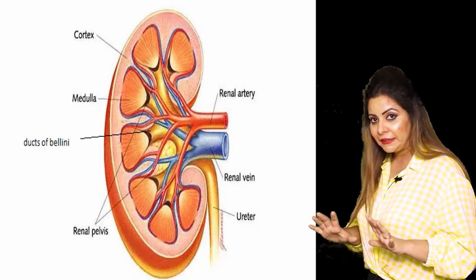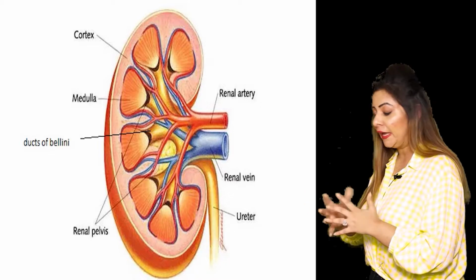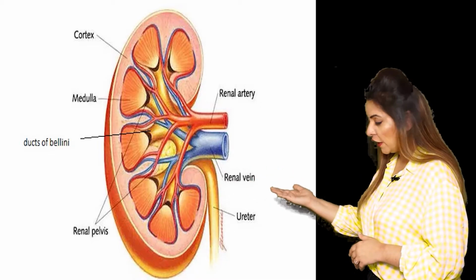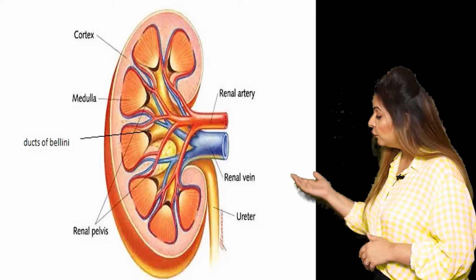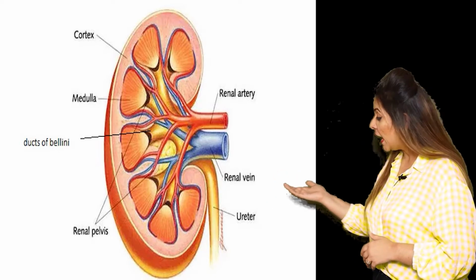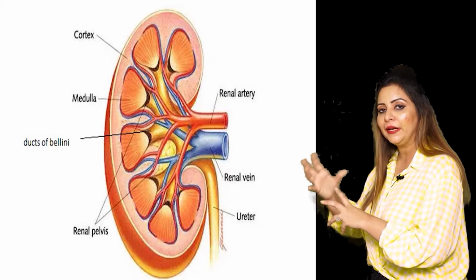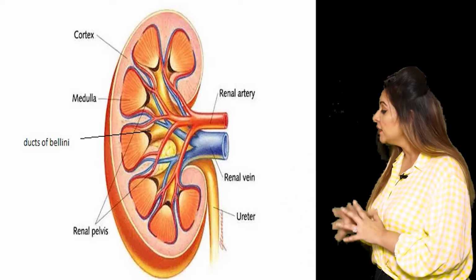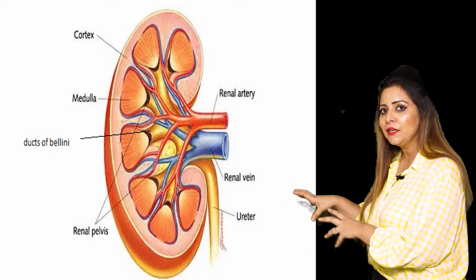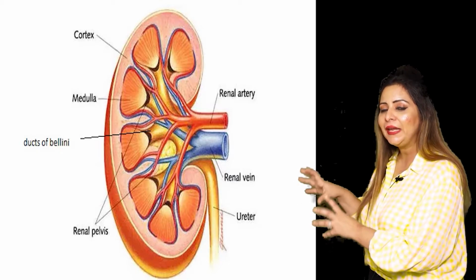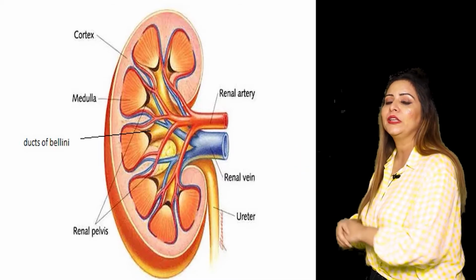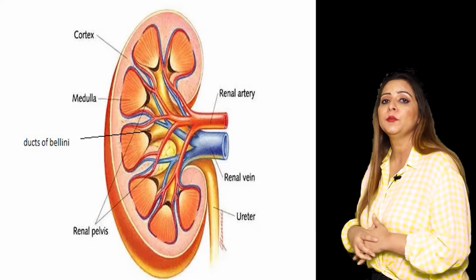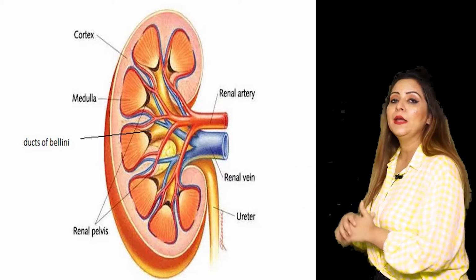So I think it's clear. Let's do it again. We have cortex, we have medulla, we have renal pyramids, we have the ureter, we do have the ducts of Bellini, and hilum is the opening from where the ureter emerges out. And we do have the vessels which are concerned with it, that is the renal artery and the renal vein, which is bringing the deoxygenated blood and carrying out the oxygenated blood after the purification. So this is all about the kidney.